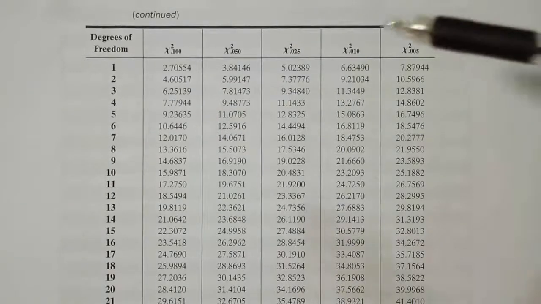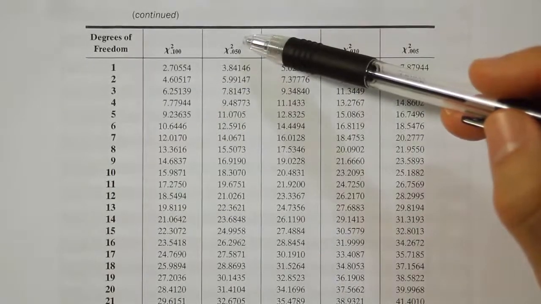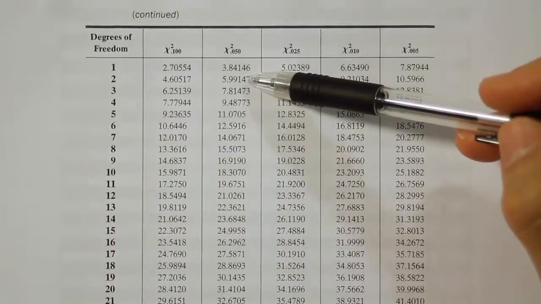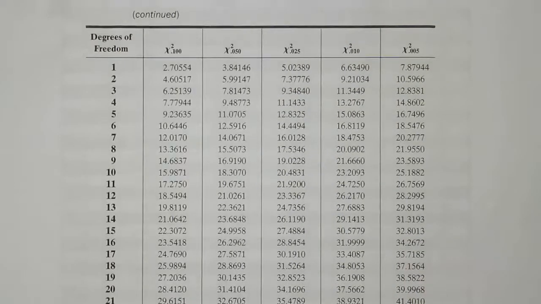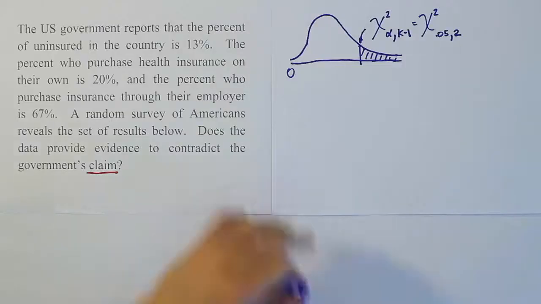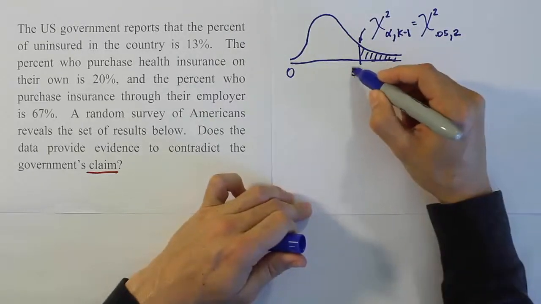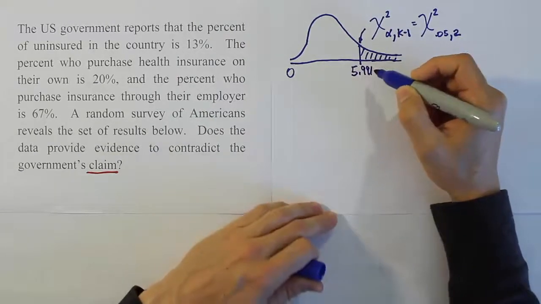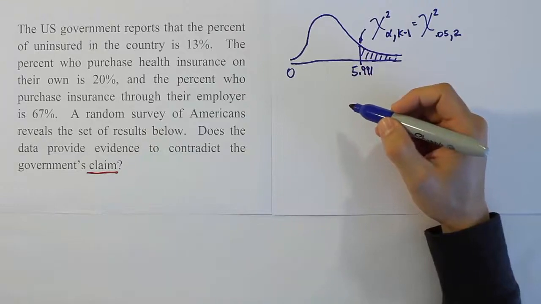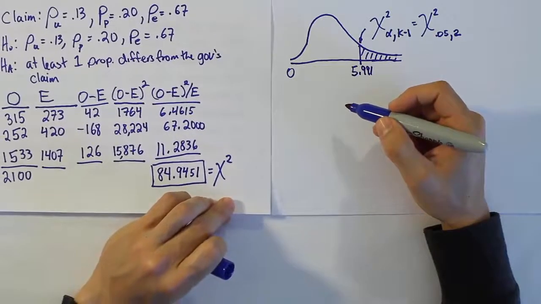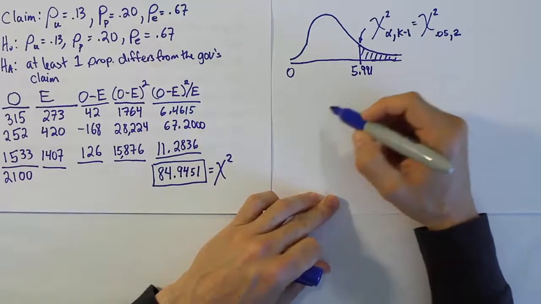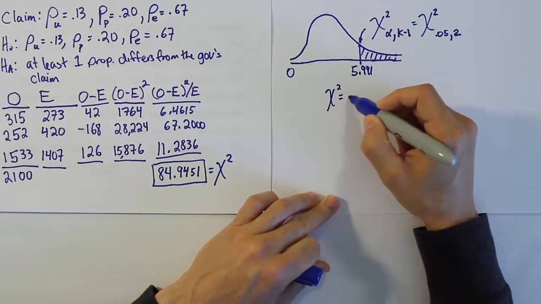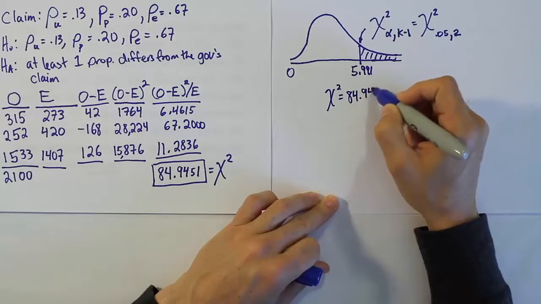Okay, so I'm on the chi-squared table with 0.05 and 2 degrees of freedom. We get the answer 5.99147. Okay, so our critical value turned out to be 5.991. And now we're going to compare that against our chi-squared test stat from earlier. Now our chi-squared test stat, remember, was 84.9451. So the chi-squared test stat clearly lands in the rejection region.